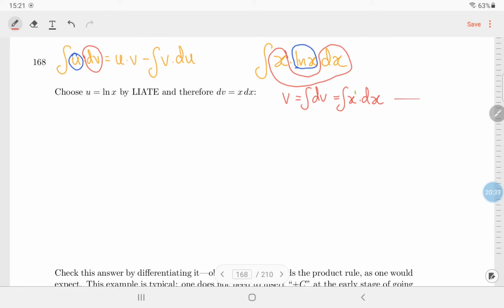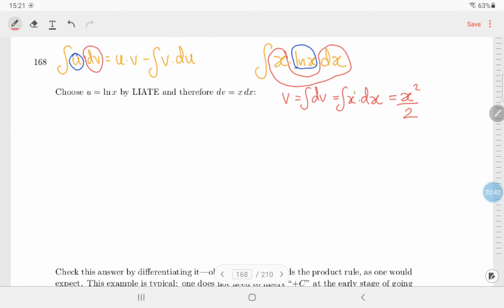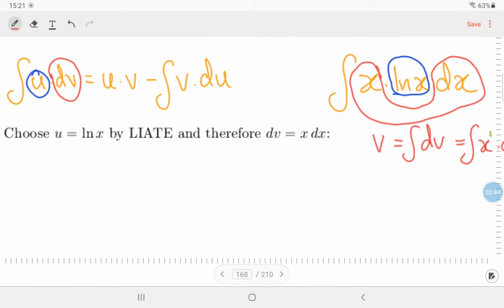And so how do you anti-differentiate a power? You add 1 to the power, divide by the new power. So we've got the u. I'm looking again at the orange formula in the top left corner. I got the u, that's log of x. I got the v, it's x squared over 2, minus integral. I have the v. What about the du?